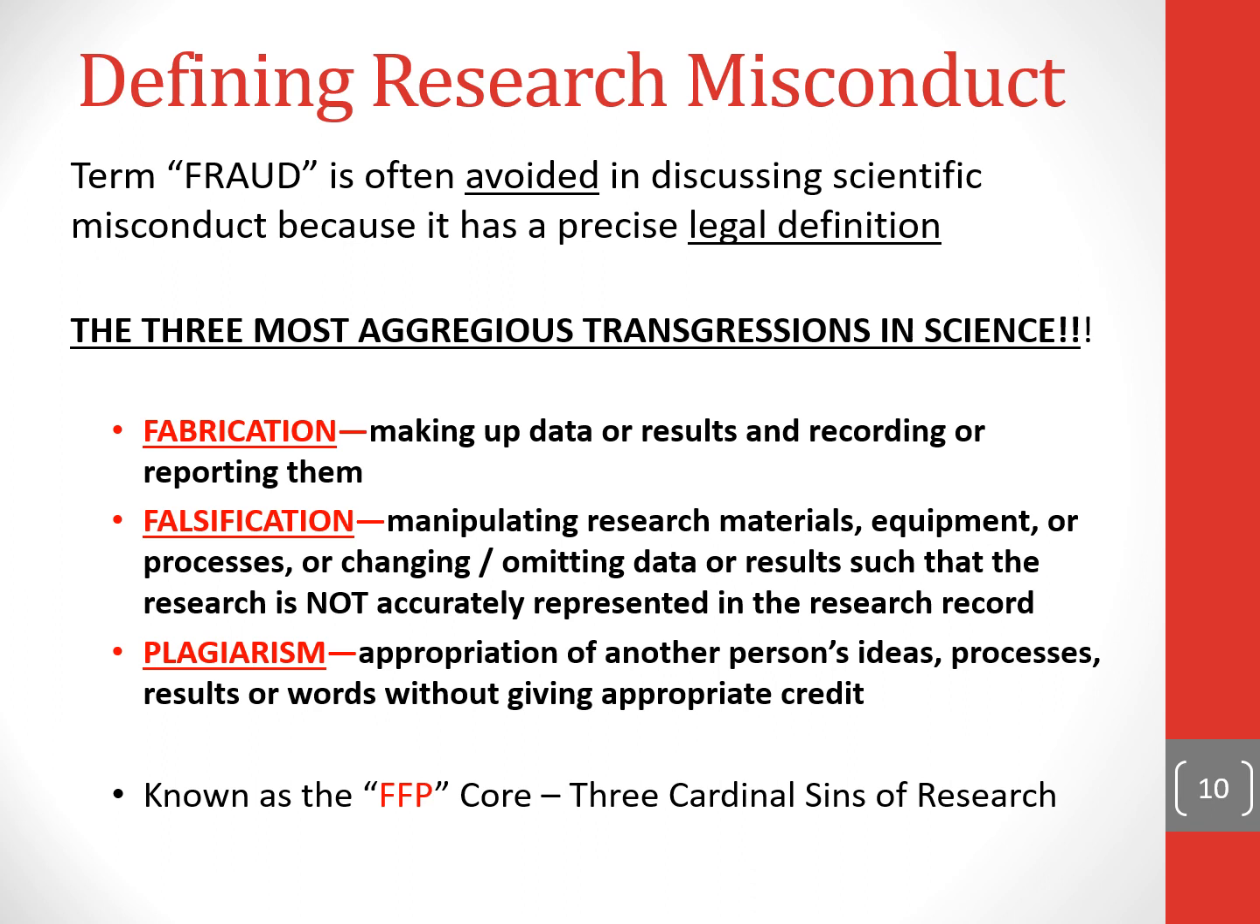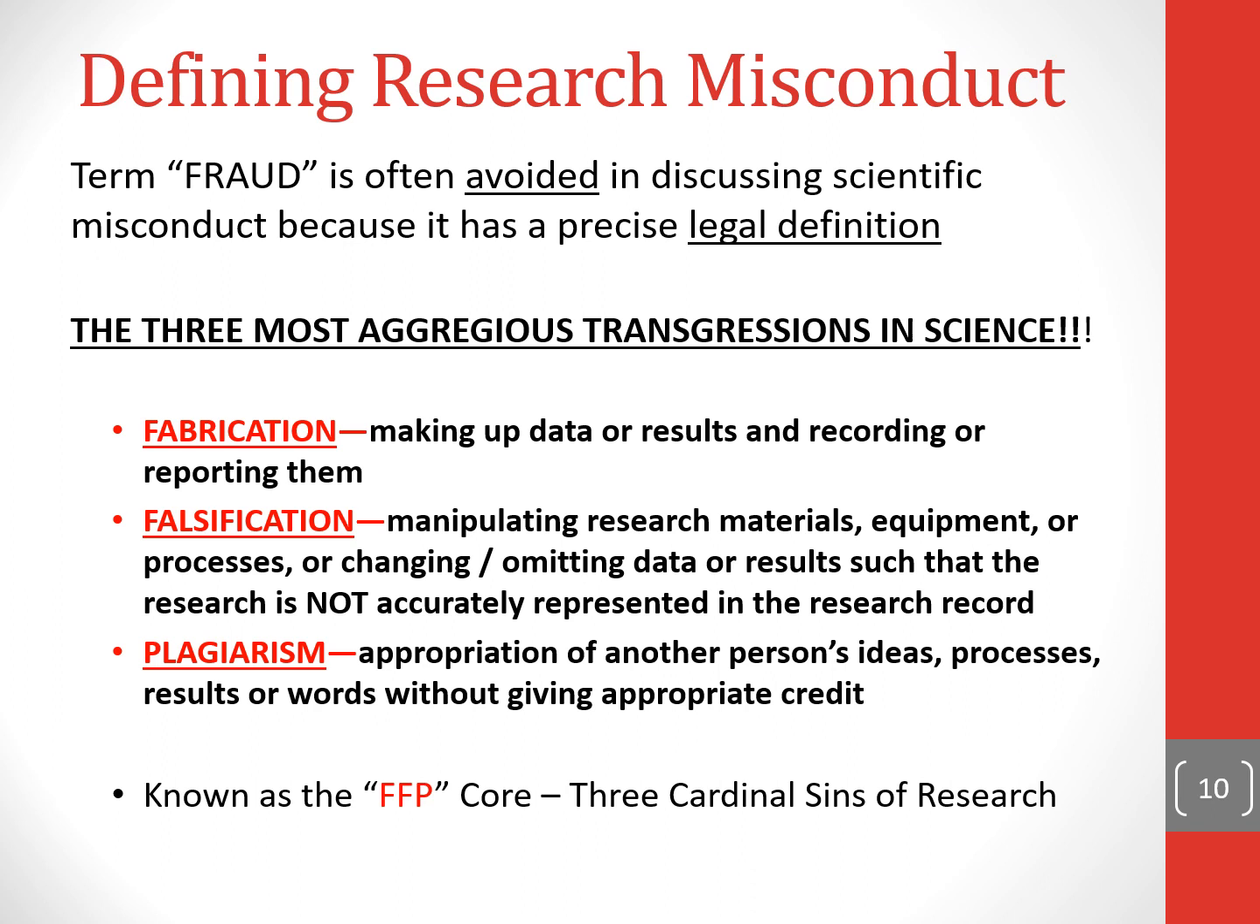So the three most egregious transgressions in science, which are known as the FFP core, or the three cardinal sins of research, are fabrication, falsification, and plagiarism. Fabrication is just what it sounds like, making up data or results and recording or reporting them as such. So you're just completely making it up. This has happened in clinical trials where they don't have enough subjects, for example, so they just duplicate the data and give it a different identification number or name. Maybe make a slight change to it, but for the most part, it's just fabrication. They're just making up data.